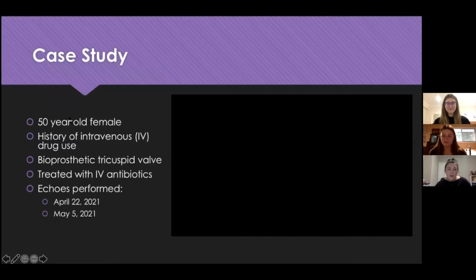So to start off, we thought we'd take you through a little case study. We came across this at one of our clinical sites. This is a 50-year-old female who has a history of IV drug use. She already has a bioprosthetic tricuspid valve and was treated with IV antibiotics.